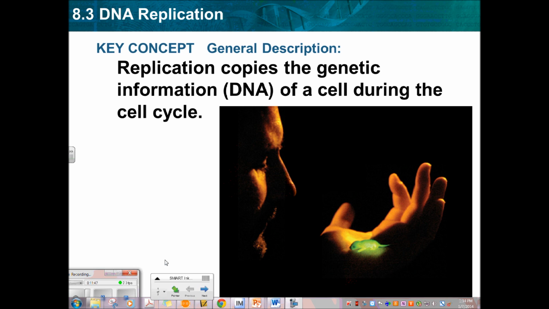Now, the structure of DNA makes it copy itself almost perfectly every time and copy itself very easily, just because of the shape. This is called replication. Replication copies the genetic information of DNA of a cell during the cell cycle.